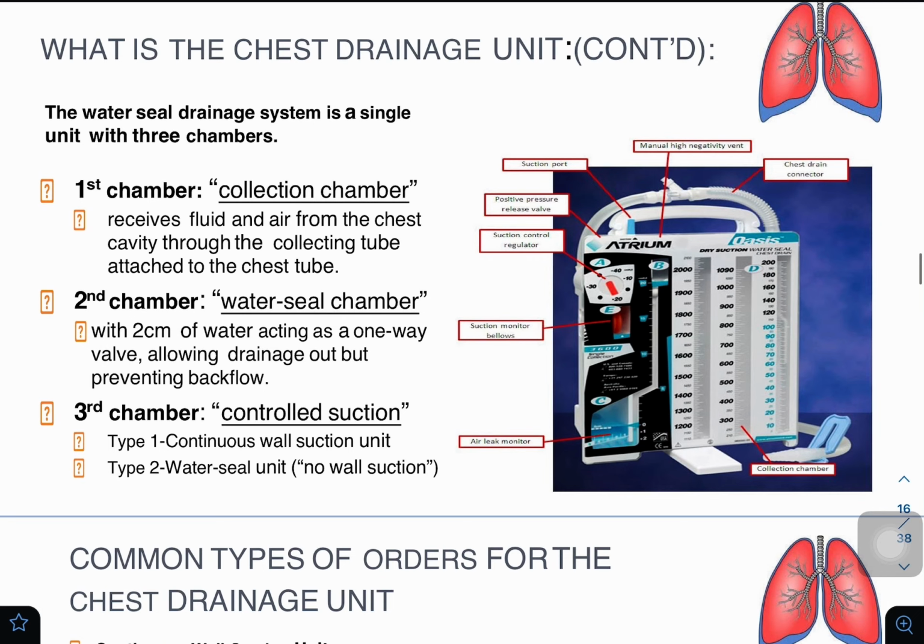So this is the chest drain unit. It has 3 chambers. The first chamber is the collection chamber. It receives the fluid and air from the chest cavity through the collecting tube attached to the chest tube. Second is the water seal chamber, with 2 cm of water acting as a one-way valve, allowing drainage out but preventing backflow. And third is the suction control chamber.